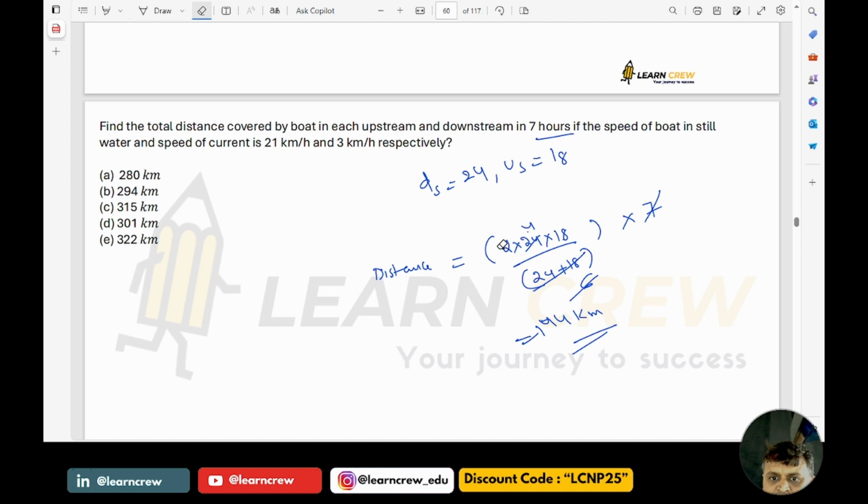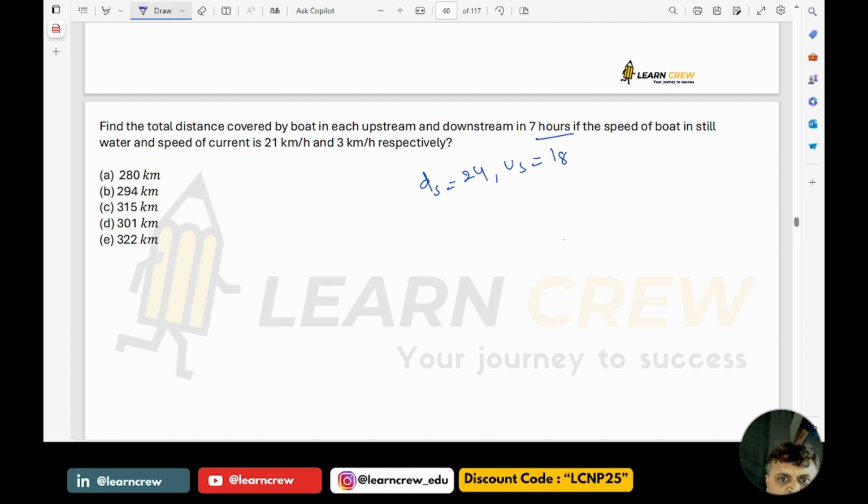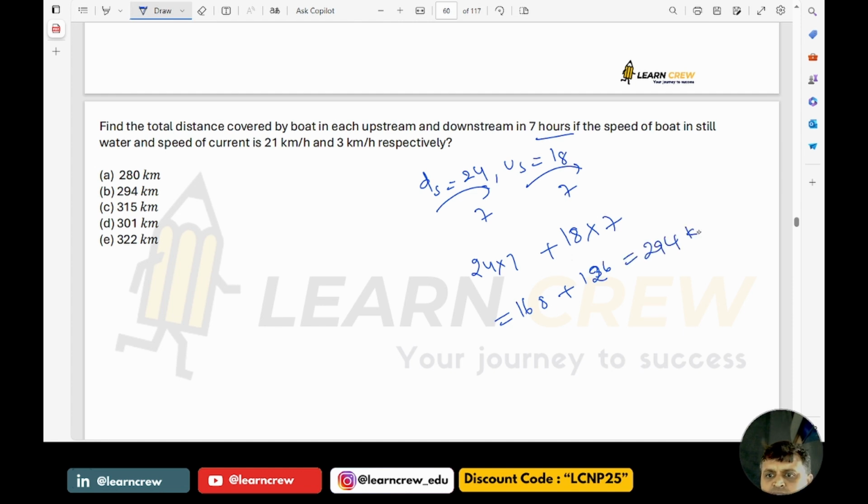Okay, so here it has not said that equal distance is covered. He has not said equal distance is covered. So in downstream it is traveling 7 hours, and in upstream also it is traveling 7 hours. So 24 into 7 plus 18 into 7. So 168 plus 126. What is the value you are going to get? 294. 294 kilometers.